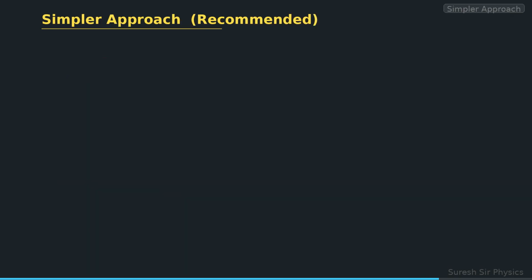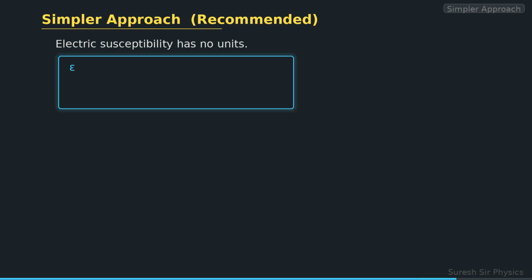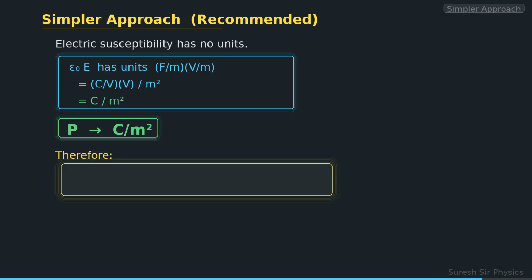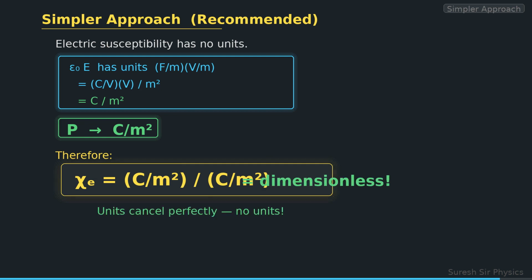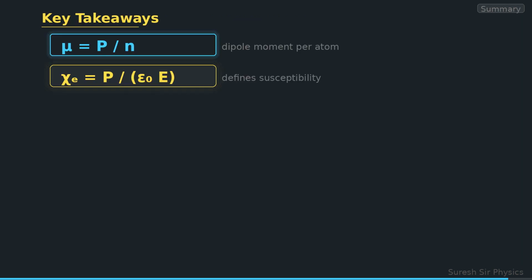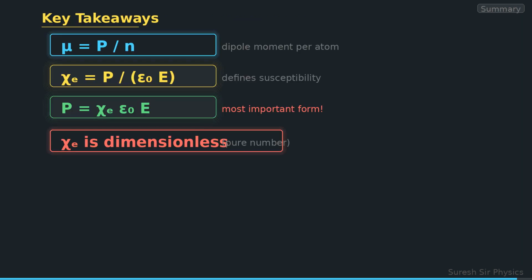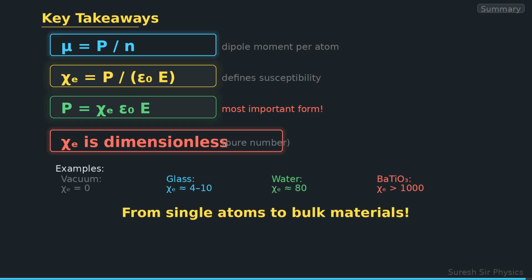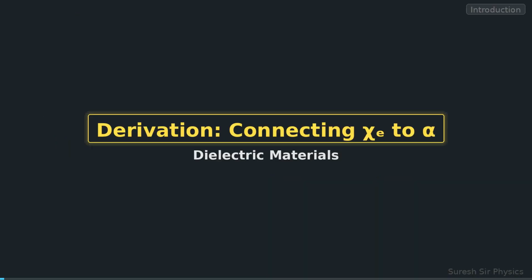Another simpler approach to prove electric susceptibility has no units: epsilon naught E has units of F over m times V over m equals C over V times V over m squared equals C over m squared. P also has units C per square meter. Therefore, chi sub E equals C over m squared divided by C over m squared equals dimensionless, no units. Next, derivation.